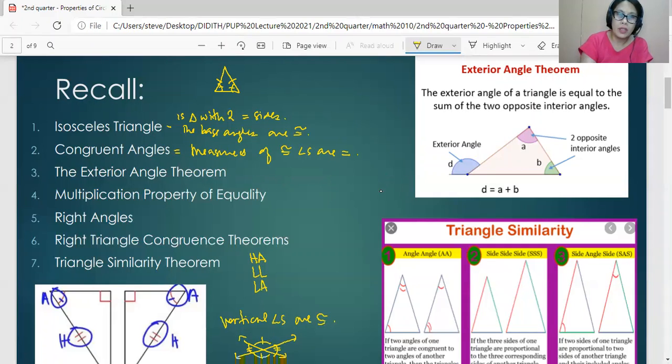Now another is the transitive property of equality. When we say transitive property, if let's say A equals B and then B equals C, we can conclude that A is equal to C. A, B, and C here are all elements of the real numbers.